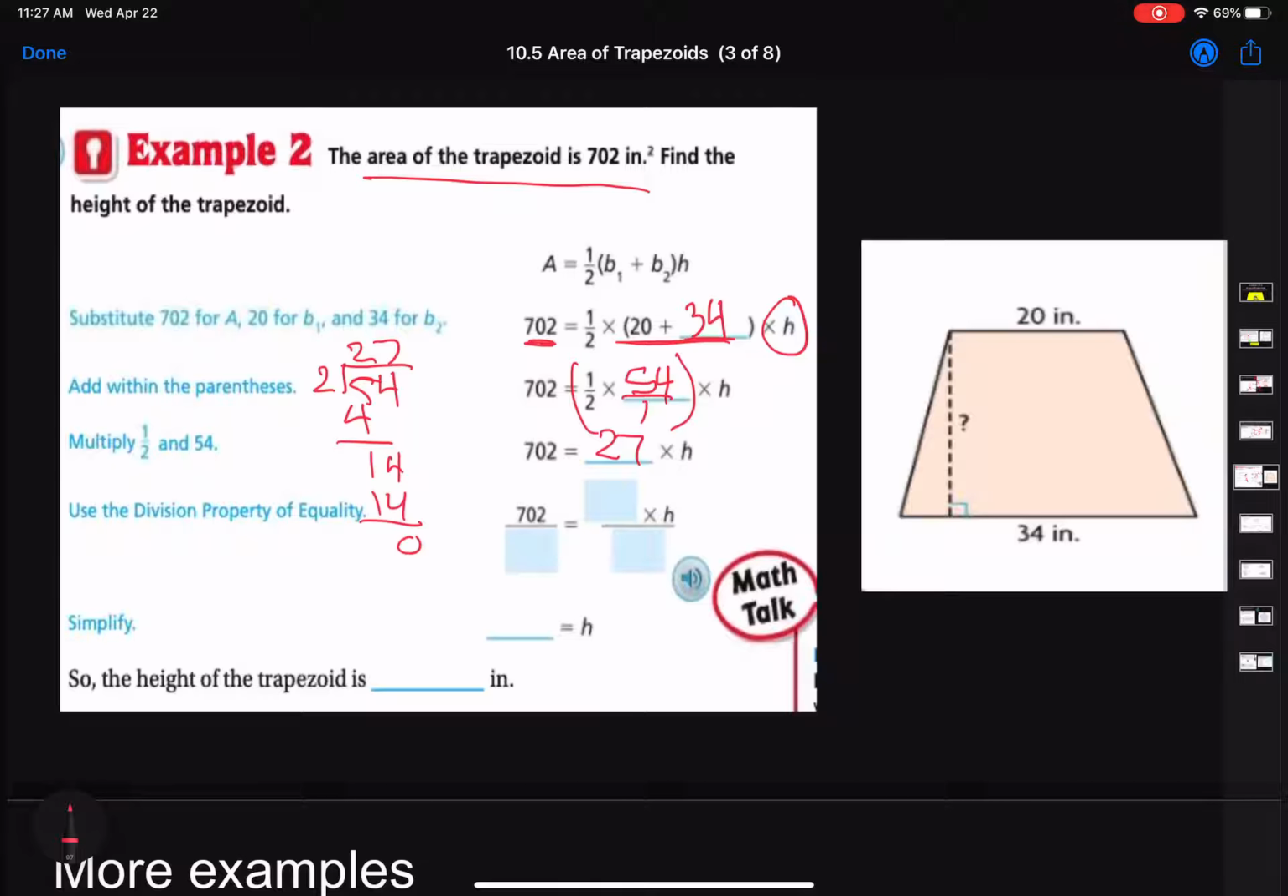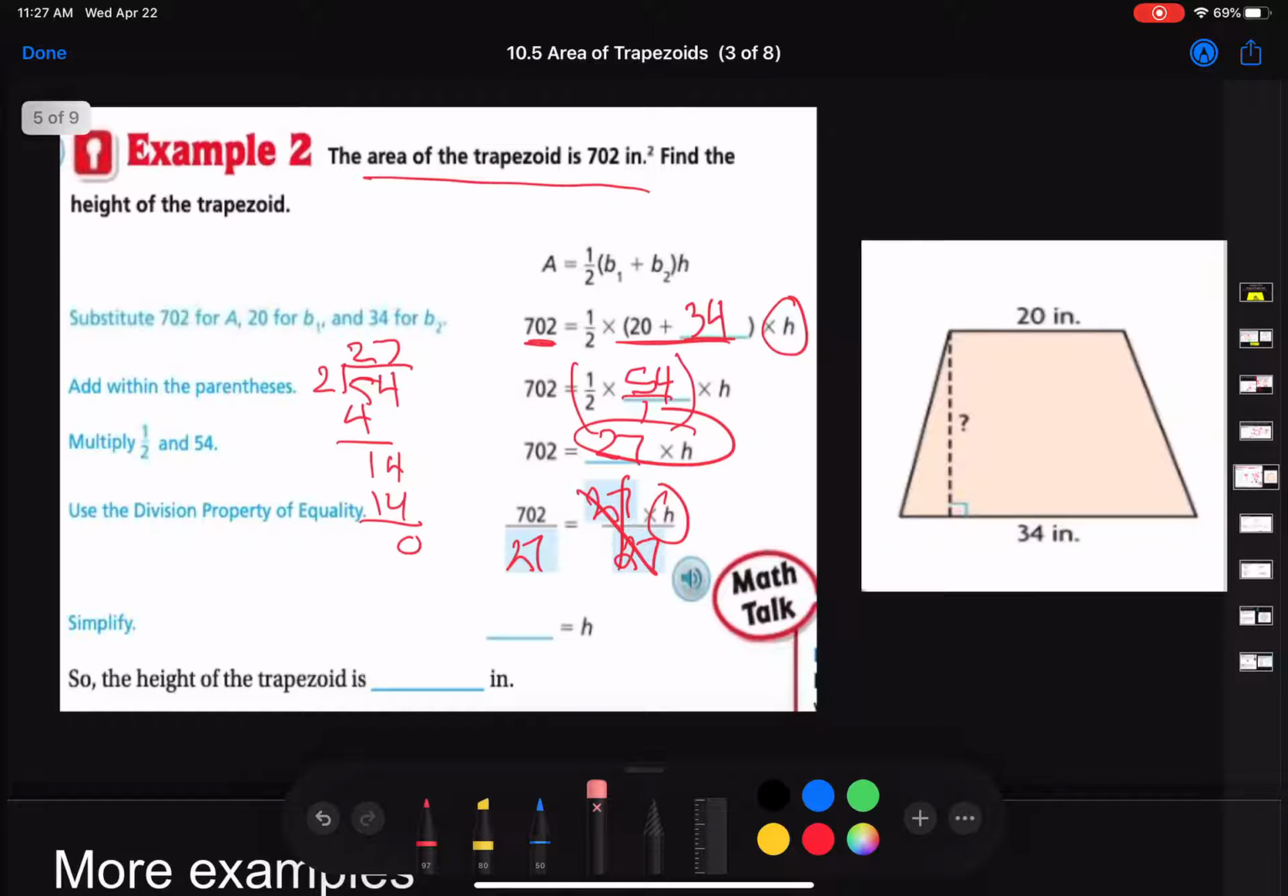So now you have a multiplication equation, so you need to solve this. You have 702 equals 27 times h. This is a multiplication equation. Use the opposite of multiplication to solve it. You're going to divide. So I need to divide both sides by 27. See, look, this cancels out. So h is all by itself now. Now all I need to do is first make room.